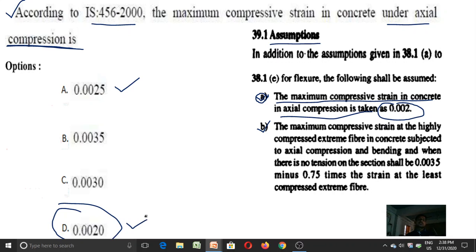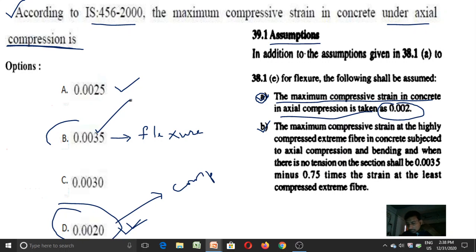To confuse you, one more option is also given, that is option B, 0.0035. It is the maximum compressive strain in the flexure condition. So don't confuse these two options. One is flexure condition, and the other is the maximum compressive strain in compression. It is related to columns, as a column is a compression member, and the other strain is related to beams.